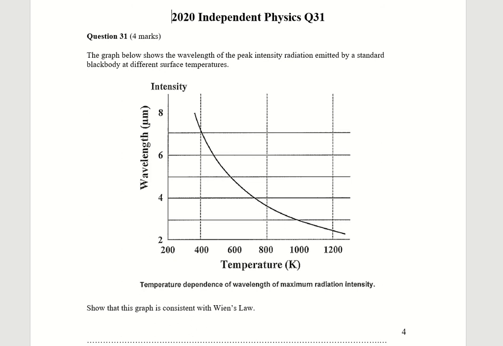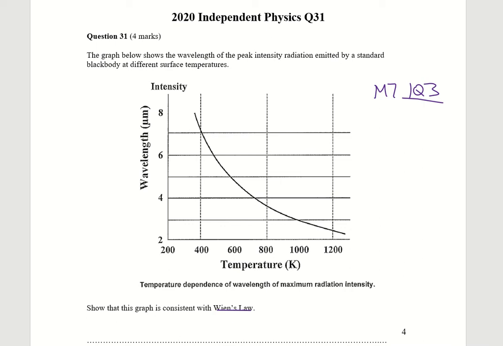So today we're going through the 2020 independent paper for physics. This question is to do with Module 7, Inquiry Question 3, and we're looking at Wien's Law. Okay, so let's have a look at what the question's saying.